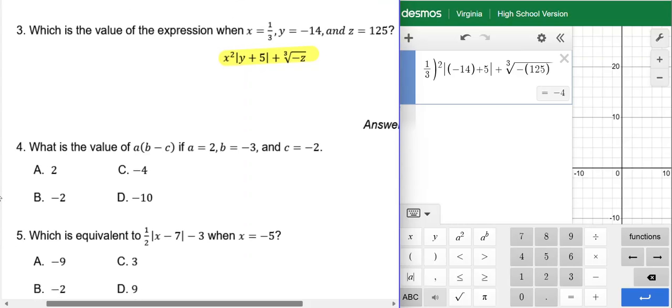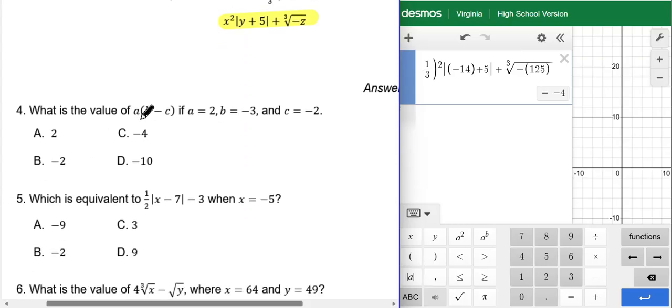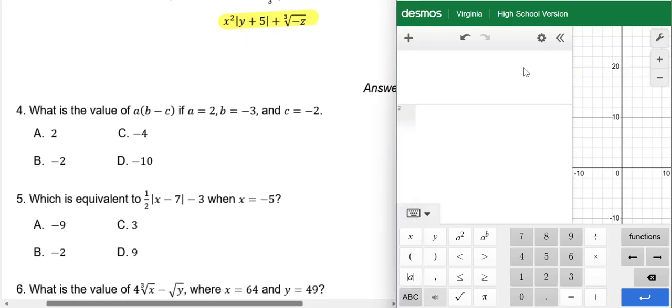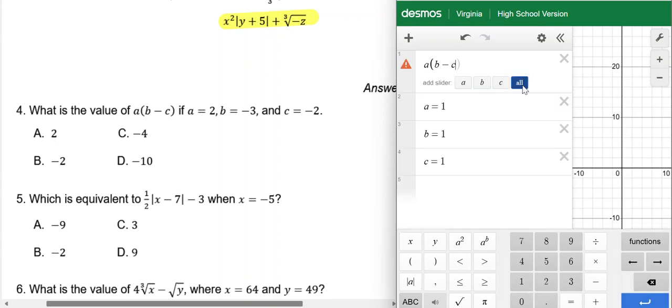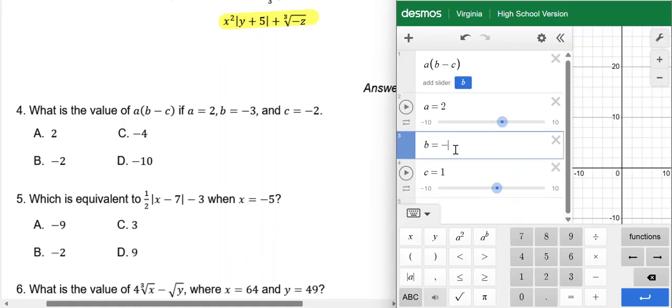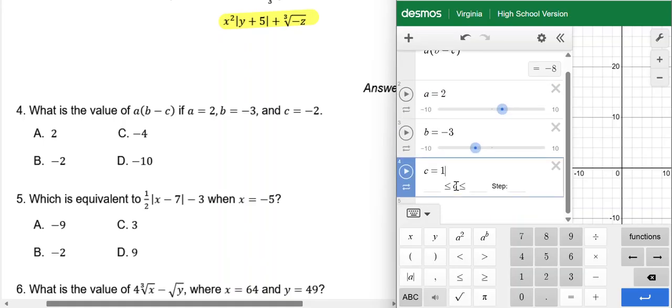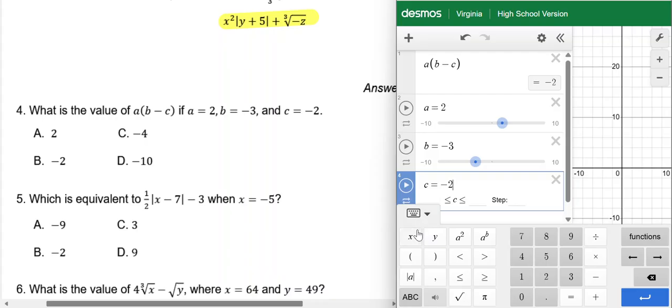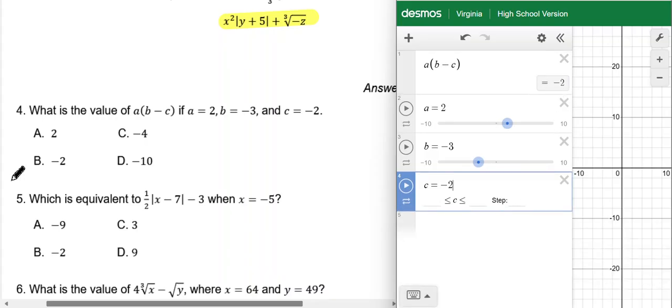Number 4, what is the value of this? So you have A, B, and C, so that's good. I can go ahead and use this part in Desmos. So I have A, parentheses B minus C. And then press all, plug the numbers in. I'm going to go a little faster now. And then the answer is -2. Okay.